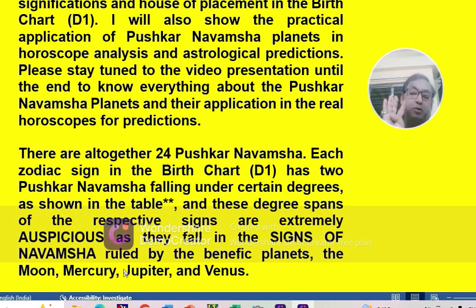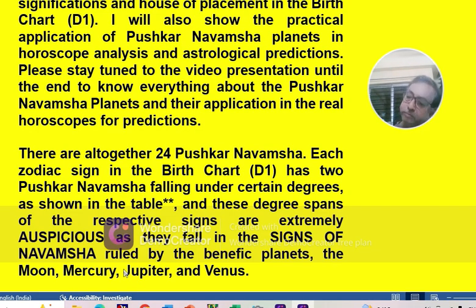Means 5 zodiac signs they will never go. The Pushkar Navamsha planets will never go to 5 zodiac signs. What are those 5 zodiac signs? Aries, then Leo, then Scorpio, then Capricorn and then Aquarius.